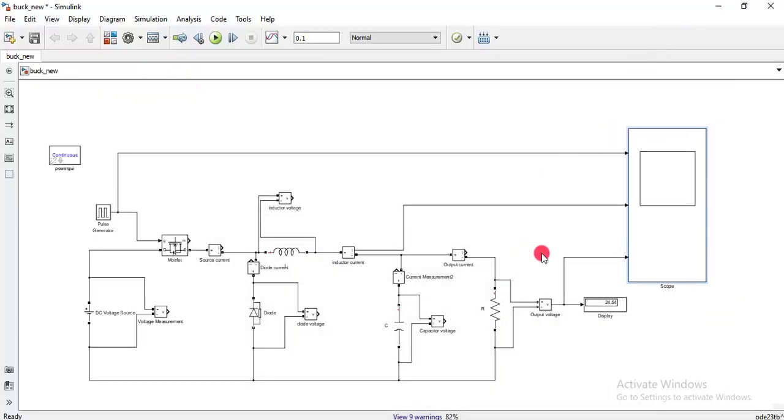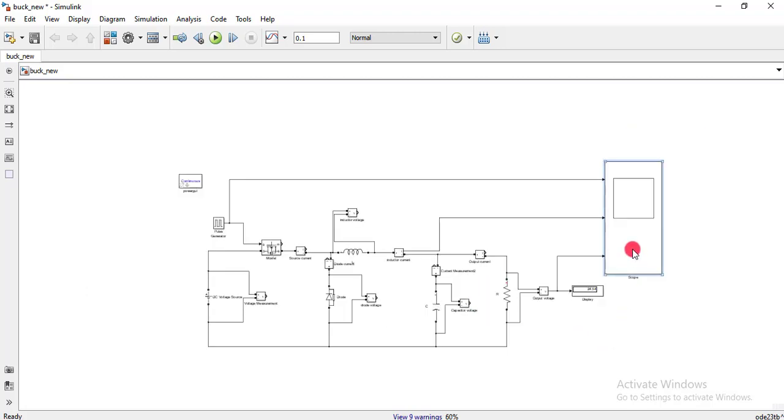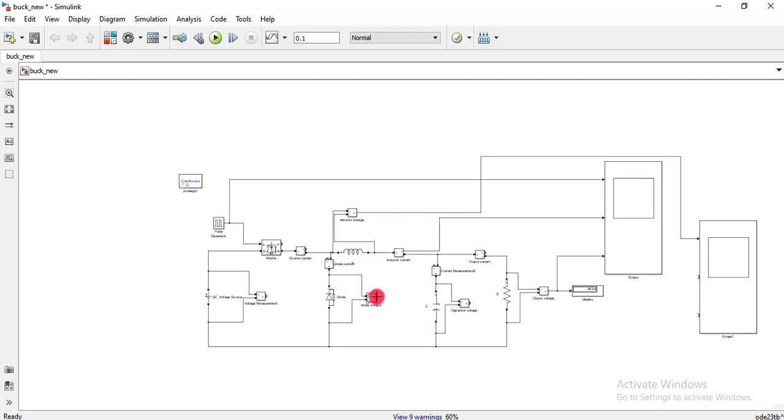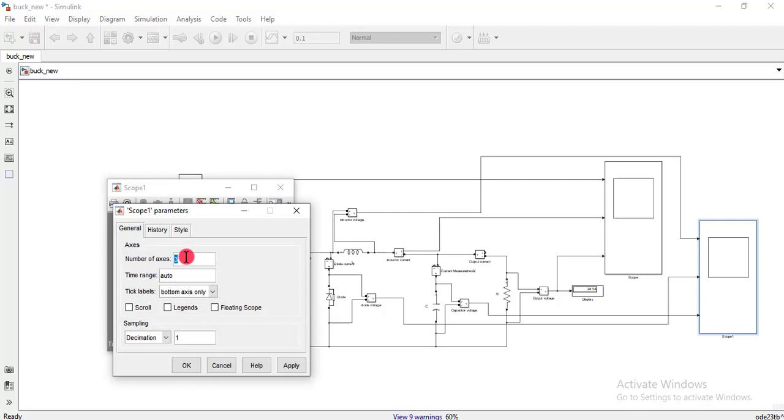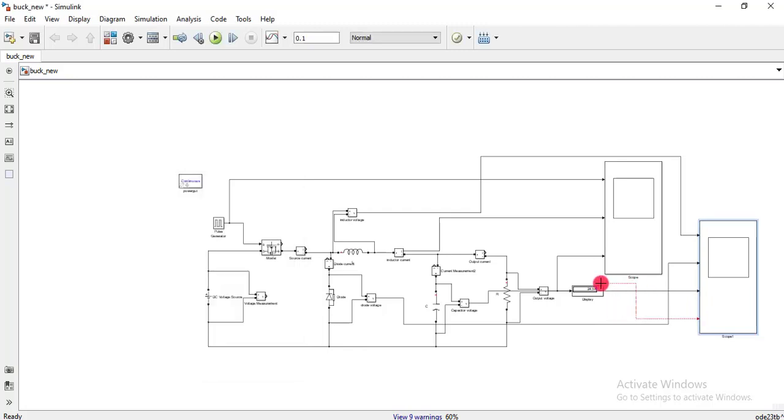Also, if you want to see the capacitor voltage, diode voltage and the inductor voltage, we can plot on a different scope. Like first of all, this is inductor voltage, this is diode voltage, and this is capacitor voltage. Also I will do a small comparison with output voltage, so let's make it 4. Number of axis 4. Okay.